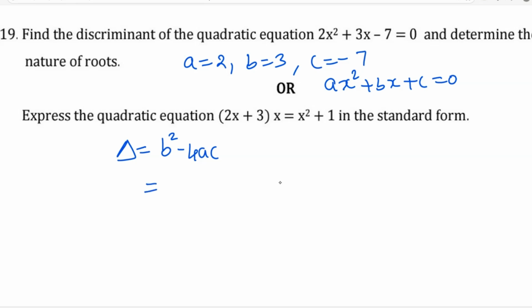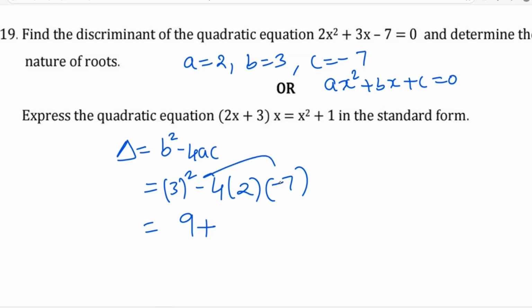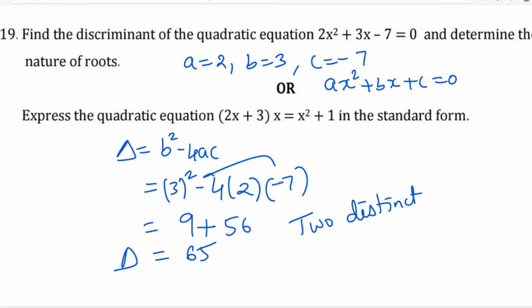Now substituting these values, you get 3 square minus 4 into a which is 2 and c which is minus 7. 3 threes are 9, minus into minus becomes plus. 4 twos are 8, 8 into 7, 8 sevens are 56. So 56 plus 9 will be 65. So the delta value is 65. That means the roots are distinct. It has two distinct roots and irrational roots.